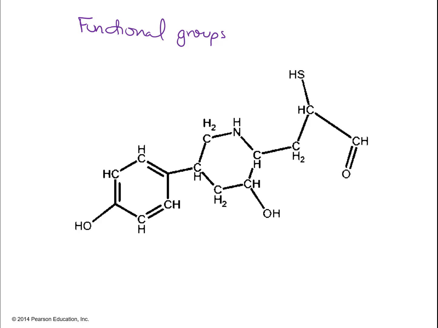Look at the rings and look for the alternating single and double bond rings. You want a 6-membered ring, alternating single and double bonds, and that's either going to be an aromatic or it's going to be a phenol. So do you see one?